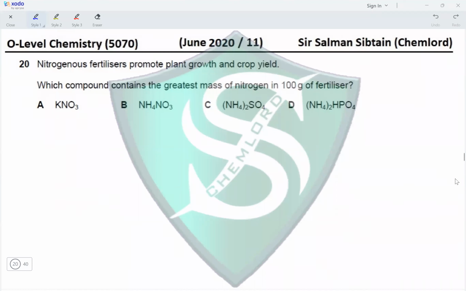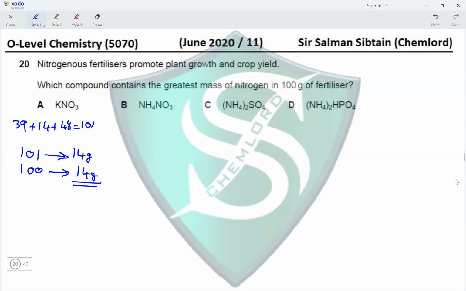Question 20. Nitrogenous fertilizers promote plant growth and crop yield. Which compound contains the greatest mass of nitrogen in 100 grams of the fertilizer? First we need to find the molar masses and then compare to 100 grams of fertilizer. In the case of KNO3, its molar mass would be 39 plus 14 plus 48, which gives us 101. So 101 grams contain just one nitrogen atom, so 14 grams of nitrogen. So 100 grams will contain roughly 14 grams of nitrogen, close enough to 14.